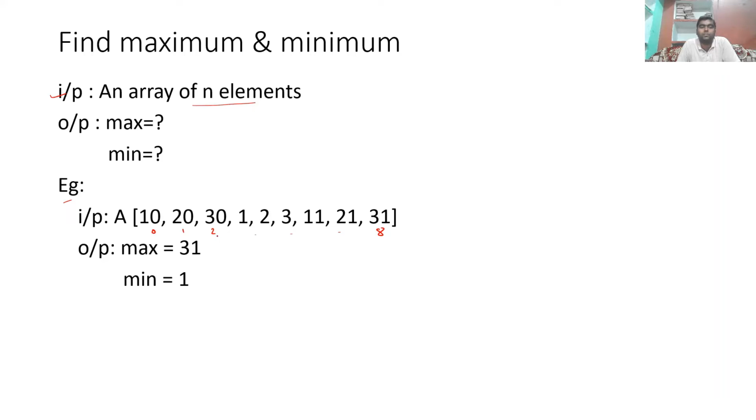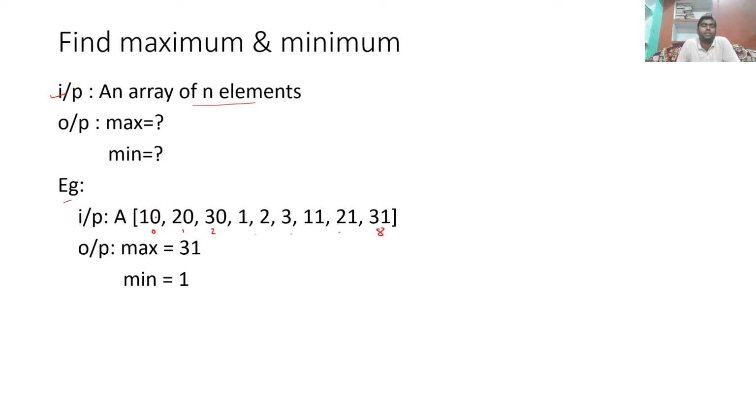So what is maximum in the entire array? It is 31 and minimum is what? 1. So the question arises, how to solve this problem. It is a very obvious problem. We can solve it with an iterative procedure, by using a simple formula.